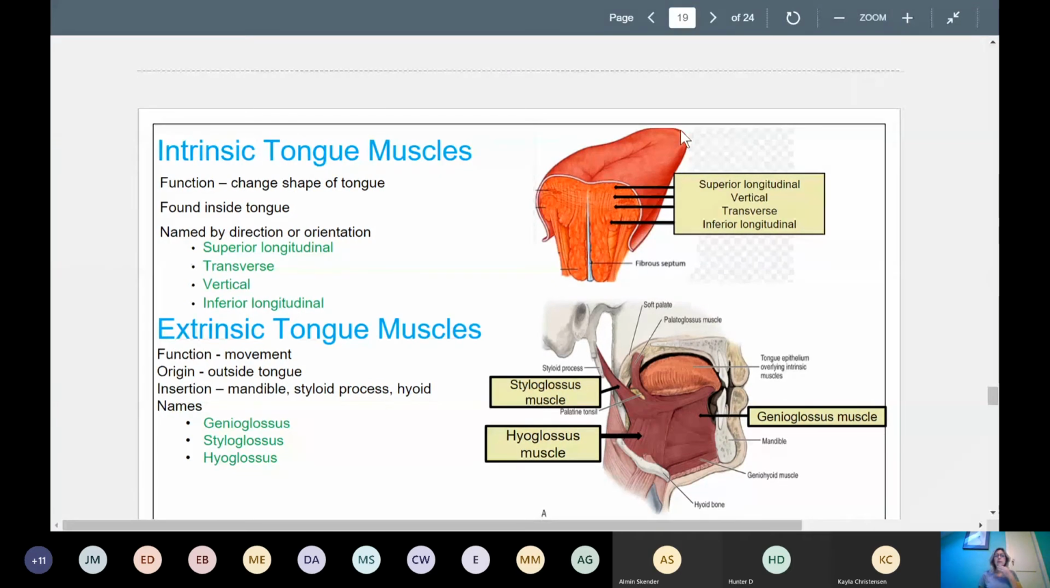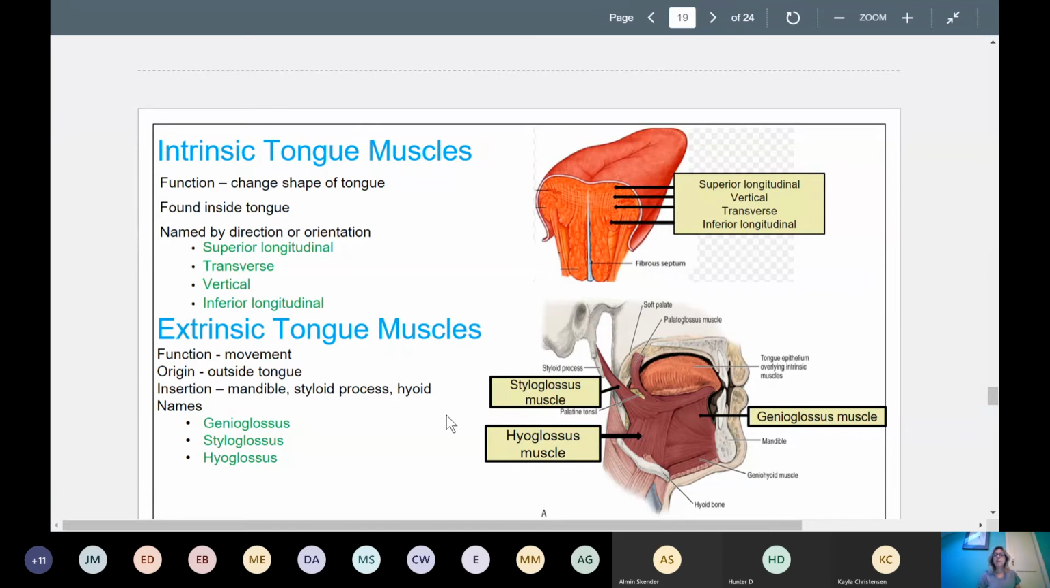Then your vertical are going to run in a vertical direction, and your inferior longitudinal are going to be down, inferior. So you can kind of see on this top picture here how these little striations run horizontally or transversely, and then you've got your vertical that are going to run this way.